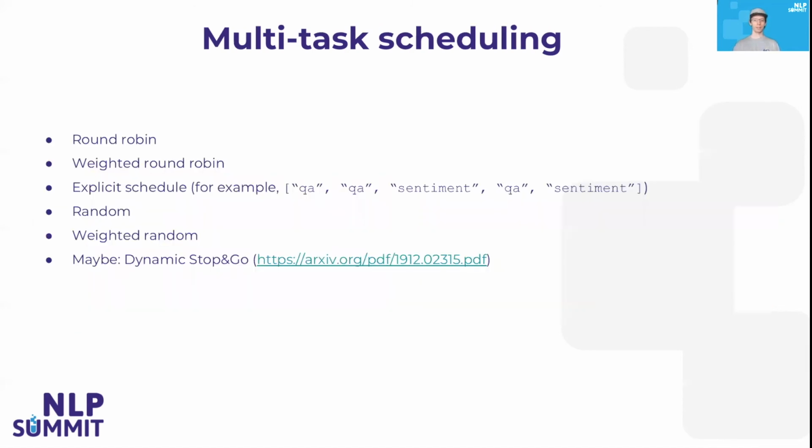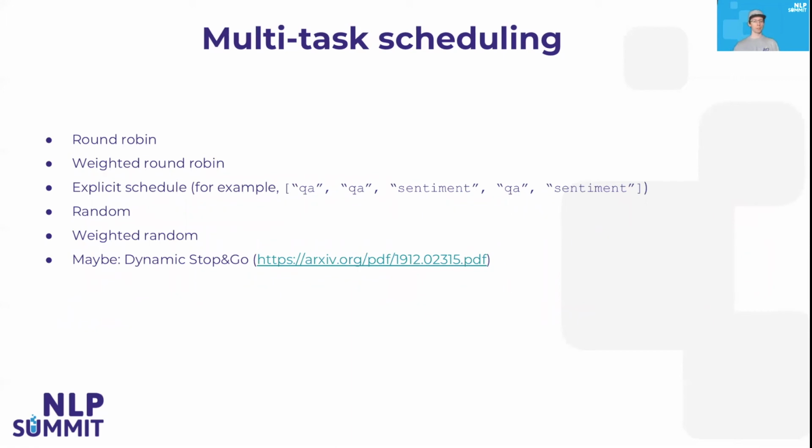To make this decision, we have something called a multitask scheduler. The purpose of the multitask scheduler is to decide at any given moment which tasks to send to the model next. There are a few obvious candidates for how to do this, and I've put those on the slide. Explicit schedule means you can just write out the sequence of tasks you want to use, and it will execute that sequence over and over again.